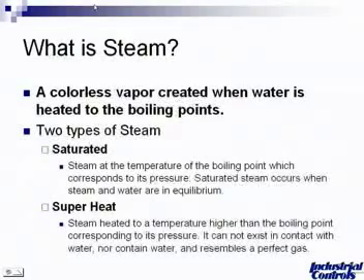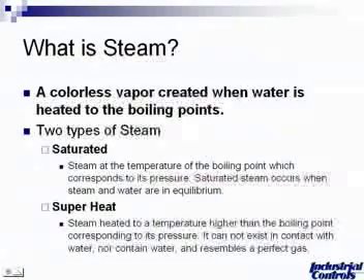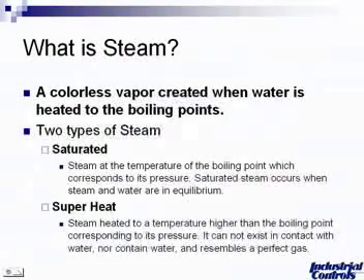What is steam? This is something we need to understand. Steam is a colorless vapor created when water is heated to boiling point. In the industrial world and the commercial world, there are two types of steam. There's saturated steam. Many people think that means a wet steam, but it is not. Saturated steam is steam at a temperature of the boiling point which corresponds to its pressure. Saturated steam occurs when steam and water are in equilibrium.